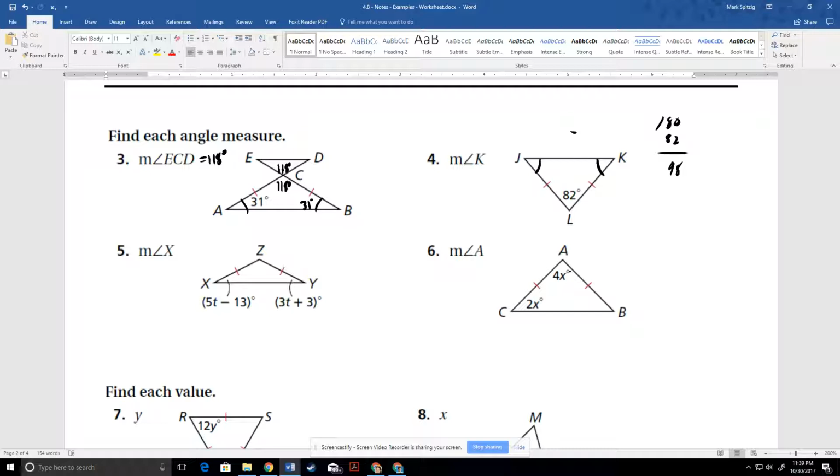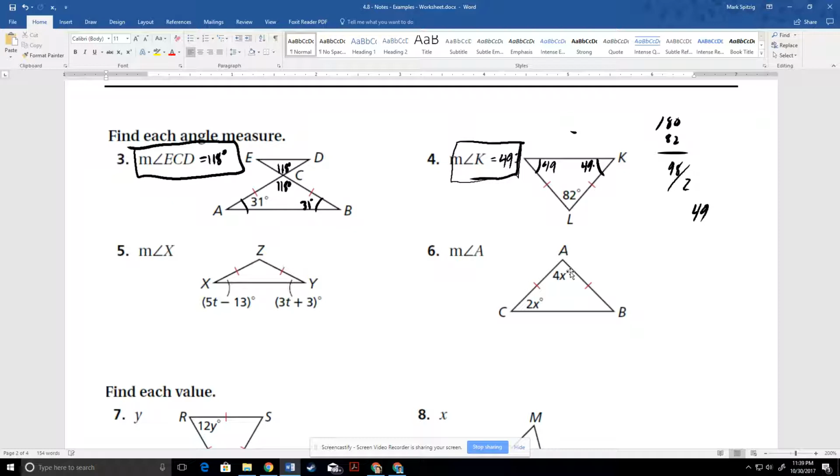I know that together they add to 98, but I've got to split it. And so we basically just end up with 49 degrees for each. So both of them are 49. All right. Box this one too for fun.